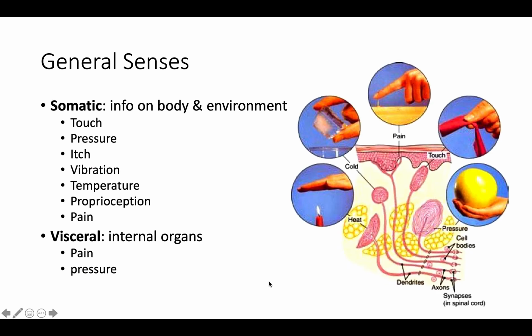So when we're talking about the general senses, like I said, we have somatic, which would be information on the body and the environment. So all these different aspects of feeling around you, such as touch, pain, pressure, vibration, temperature. Again, they're distributed widely throughout the body, and they provide sensory information on the body and its environment. But it does it similarly throughout all of the skin, which is an organ, and also the internal organs for visceral. So that's just pain and pressure.